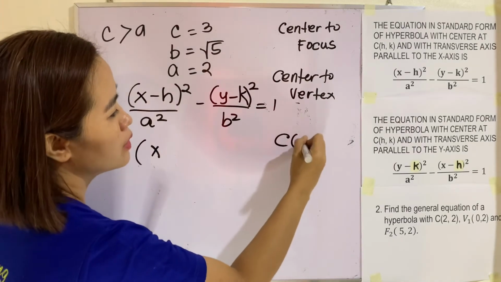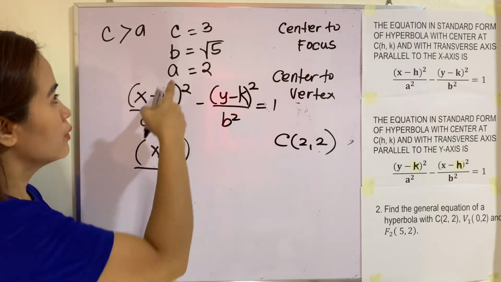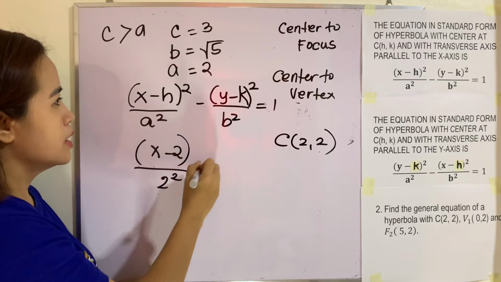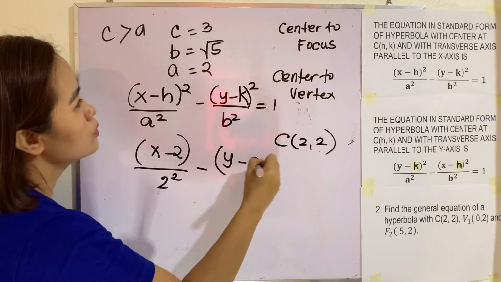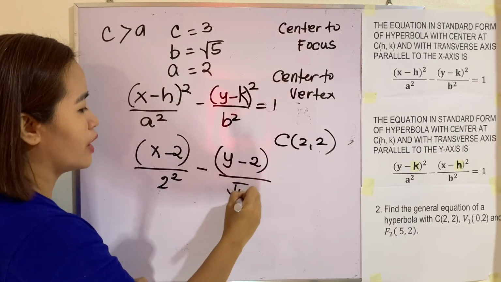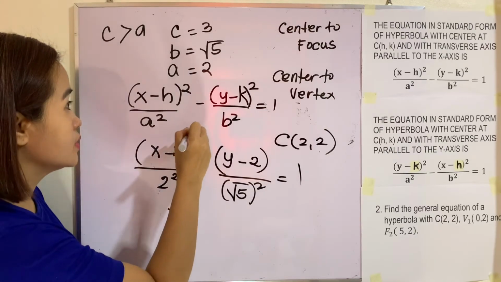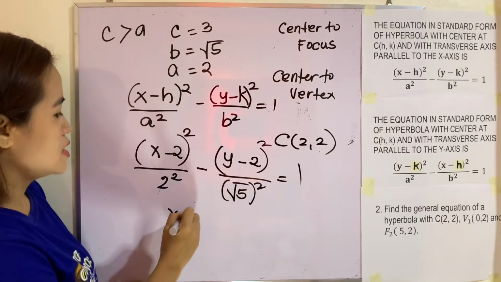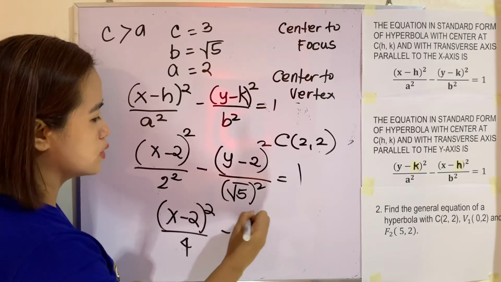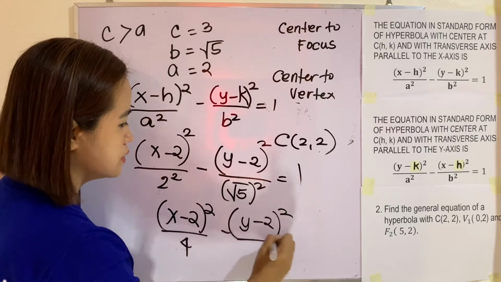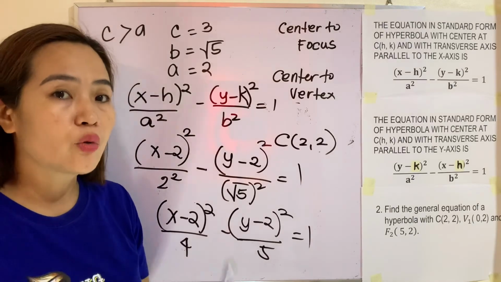This is already your standard form. Our center, by the way, is (2, 2). So we have x minus 2 squared over A squared, which is 2 squared, minus y minus 2 squared over B squared, which is the square root of 5 squared, equal to 1. Simplifying it, this is x minus 2 squared over 4 minus y minus 2 squared over 5 is equal to 1. This one is already the standard form of the equation of the hyperbola.